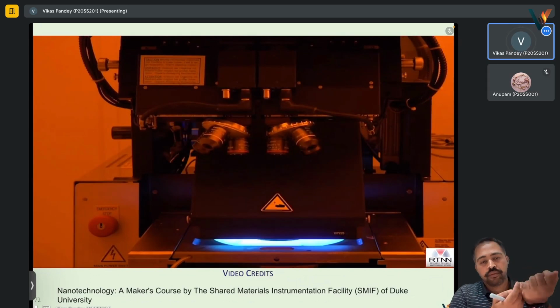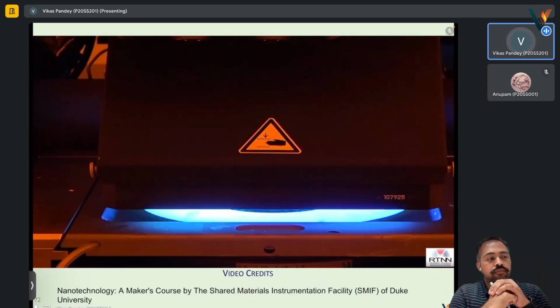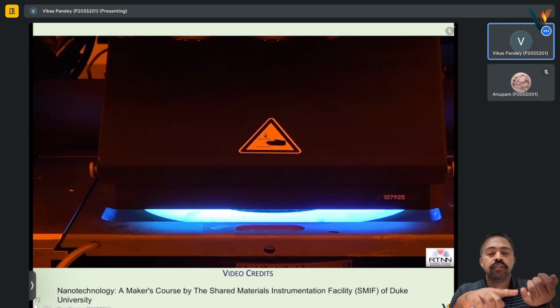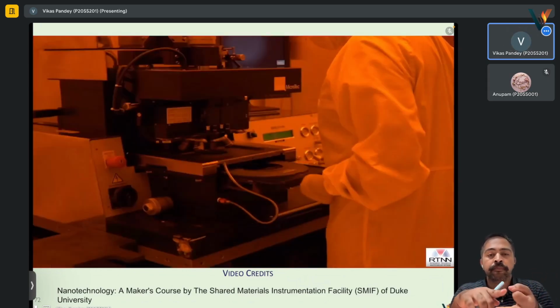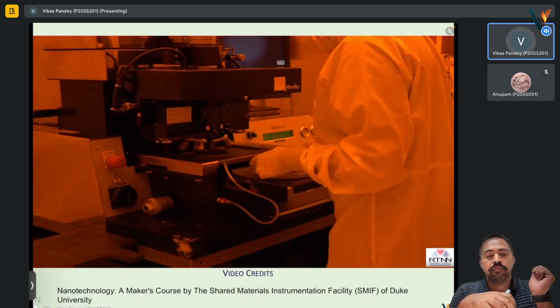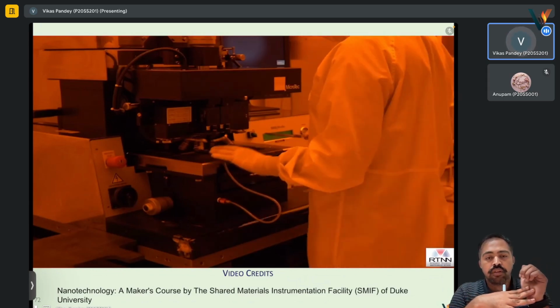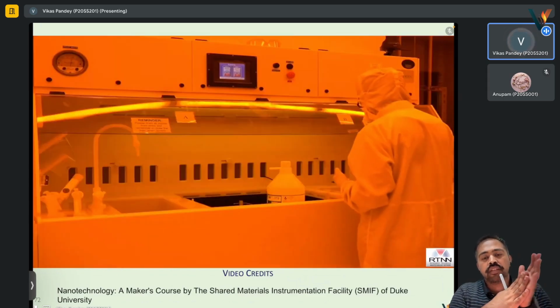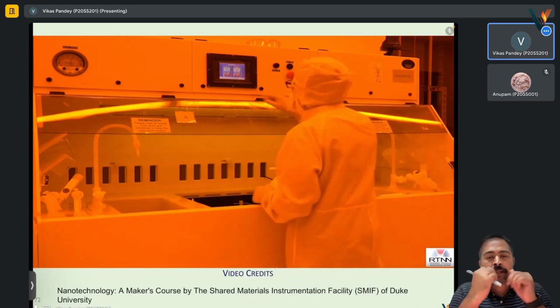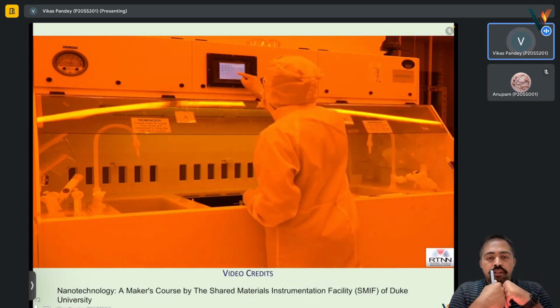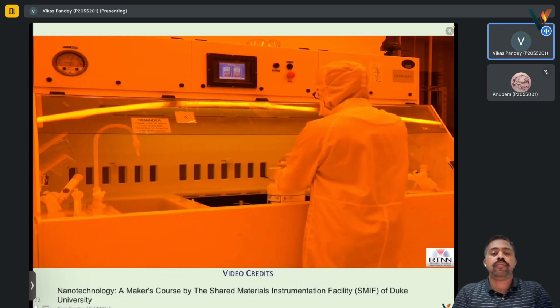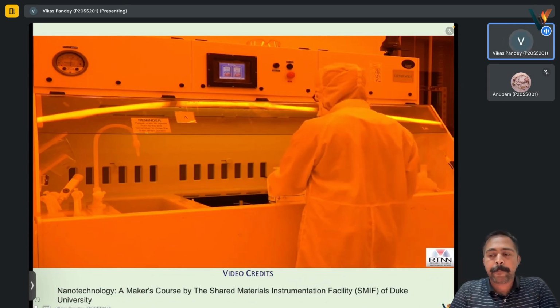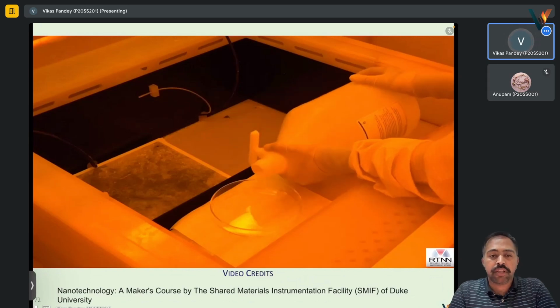As we have seen in the class on lithography, there can be three different kinds of photolithography: contact, proximity, and projection. So this is simply a proximity lithography, where it is coming very close but not having a hard contact. Then it will be taken into the developer, where we will see the patterns coming.